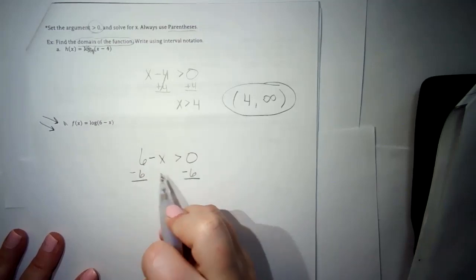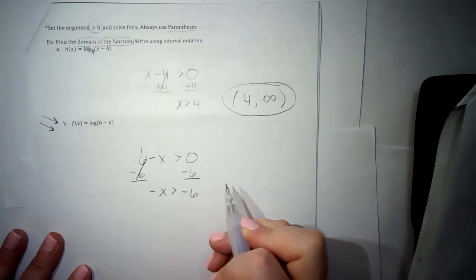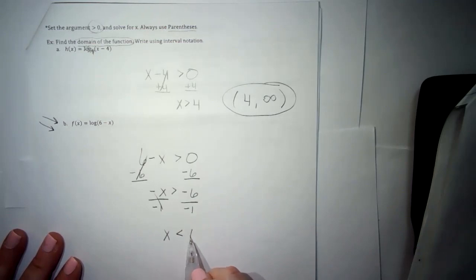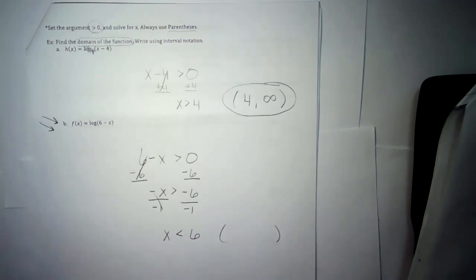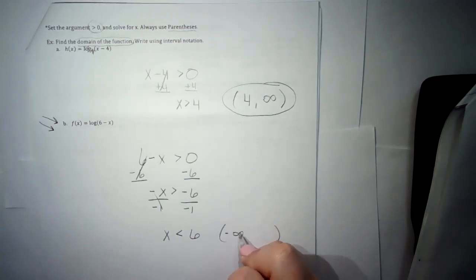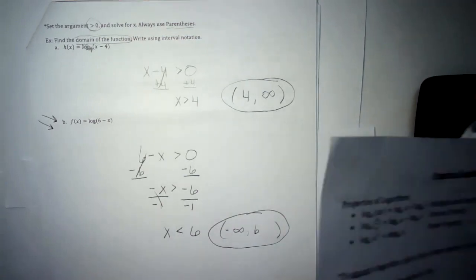So I'm going to subtract 6. Divide by -1. What happens if I divide by negative? I flipped. This is why this one's a little stinky. So I want to be less than 6. So where am I starting? Negative infinity, and I'm going to 6. And that's what I'm dealing with. Okay.